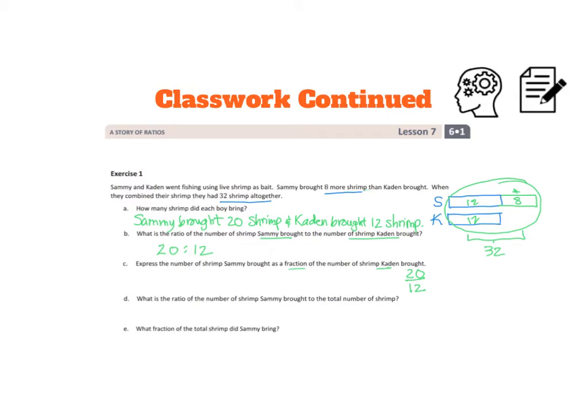I could reduce. Do you remember how if we wrote it in the simplest form, we'd be reducing top and bottom by the same number? But right now I'm going to leave it. What is the ratio of the number of shrimp Sammy brought to the total number of shrimp? Okay, so for Sammy we have 20 to the total number, which is 32. What fraction of the total shrimp did Sammy bring?